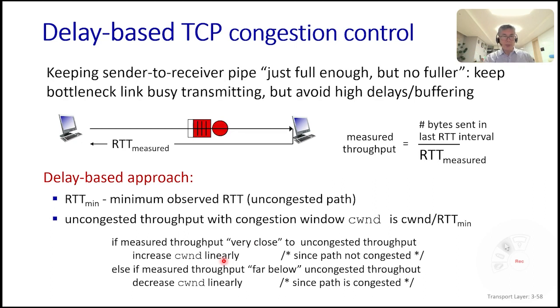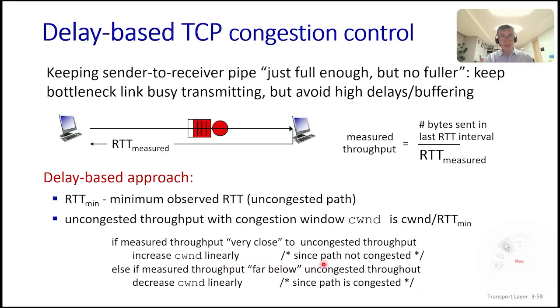So we have two conditions and actions. If the measured throughput is close to the uncongested throughput, this is the uncongested window case, and the path is not congested. In that case, we can increase CWND linearly, which increases the transmission speed. Eventually, the throughput will be good on the receiver side.